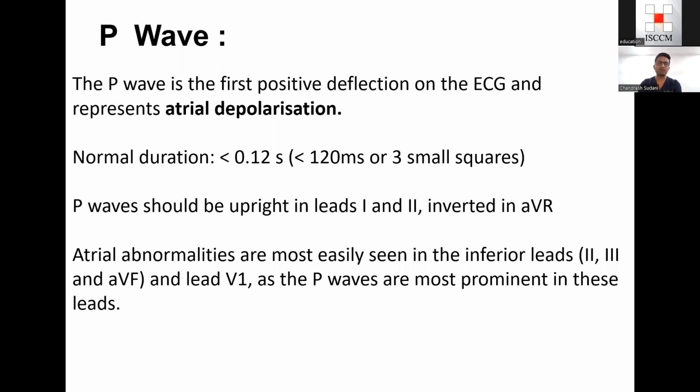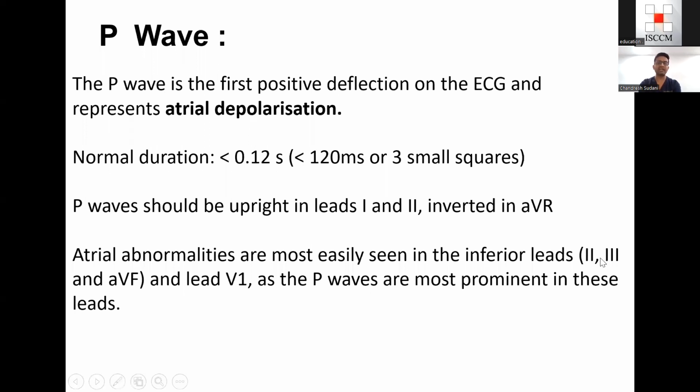First, the P wave is the first positive deflection on the ECG paper, and it represents atrial depolarization. Remember the duration: P wave duration is always less than 0.12 seconds. If you want to remember it by small squares, it should always be less than 3 small squares. If it is larger than 3 small squares, it is abnormal. The P wave should be upright in lead 1 and lead 2, and inverted in aVR.